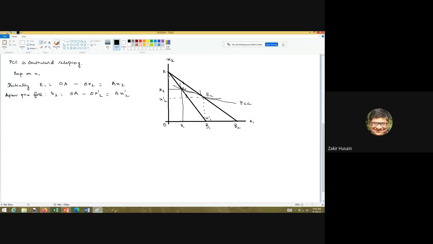Okay, now which is greater? AX2 is less. Okay, OA is less than this. So that means expenditure has increased as a result of fall in P1. Okay, so what do I see? That if P1 falls, E1 increases, so we have a negative or inverse relation.